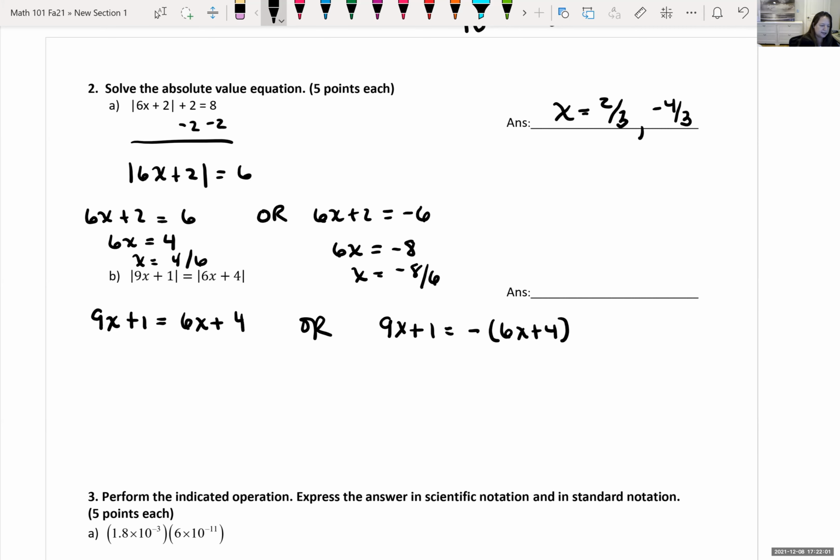So let's subtract 6x on both sides. Gets x's to one side. Subtract 1 on both sides, we get constants to the other. So 9x minus 6x is 3x, is equal to 4 minus 1, which is 3. Divide both sides by 3, we get x equals 1.